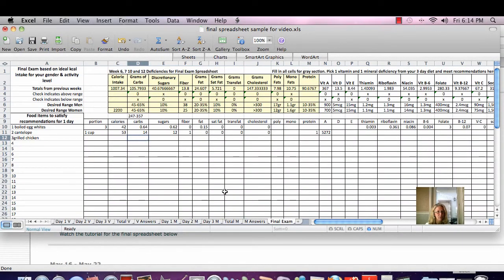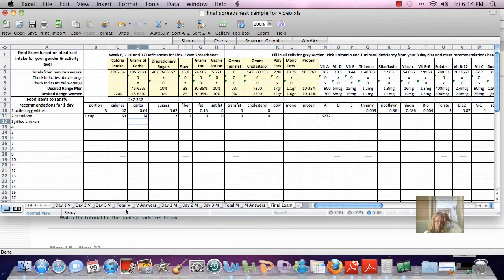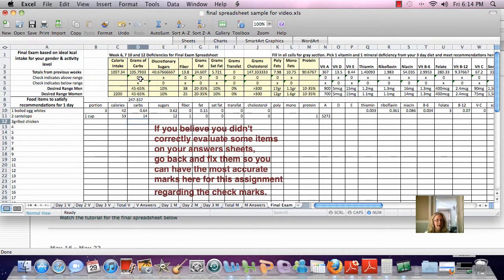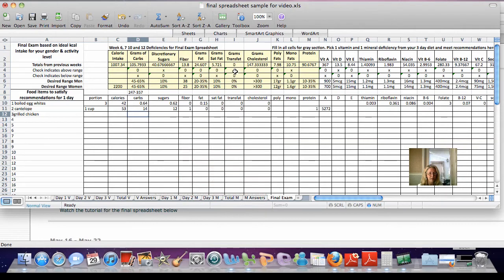Here is somebody's spreadsheet, and I am now showing you what the final exam tab looks like. And I've already started adding some items here. This person took in an average of 1,000 calories. And here are other details coming from all the work they did back in these previous weeks. It's also showing how they did in terms of above or below. If it says 0, 0, that means they were right on in that category. 0, 0 means they didn't have any trans fats, which was the accurate way to measure right on.